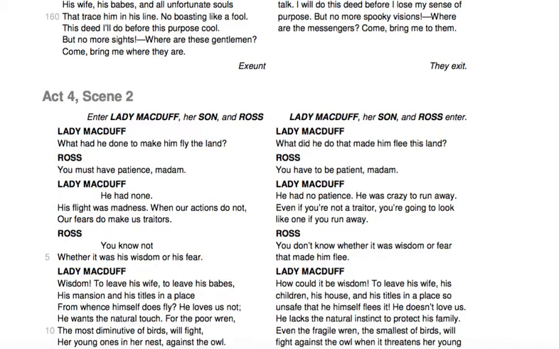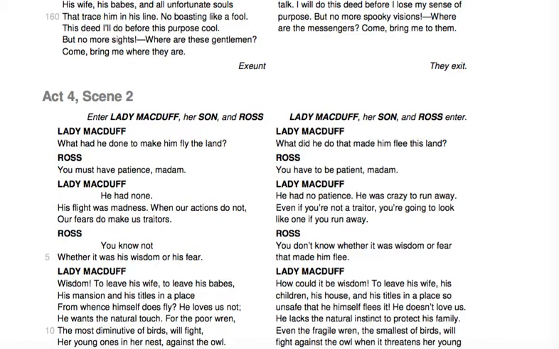So let's take a look at this scene together. I'll stop at a couple of points to explain a few things, and then you'll continue to work on this on your own. So enter Lady Macduff. Keep in mind that Macduff is the Thane of Fife, so this is where she is, not close to where Macbeth's castle is.